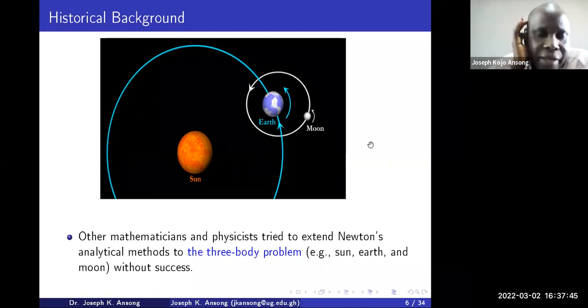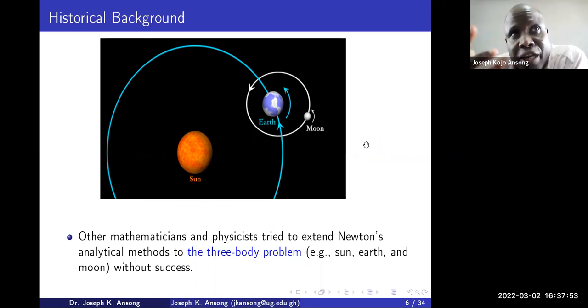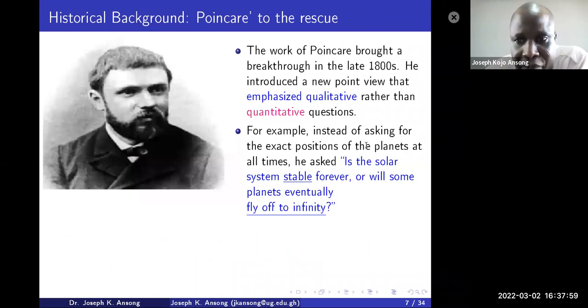Then in the 1800s, Poincaré came around, and he said that, well, maybe we should reconfigure our thinking. We should start thinking about the problem differently. He brought a new point of view that emphasizes the qualitative nature of things as opposed to quantitative questions. So instead of asking where a planet is at each particular point in time, he said let's start asking qualitative questions like, for instance, is the solar system stable forever, right?